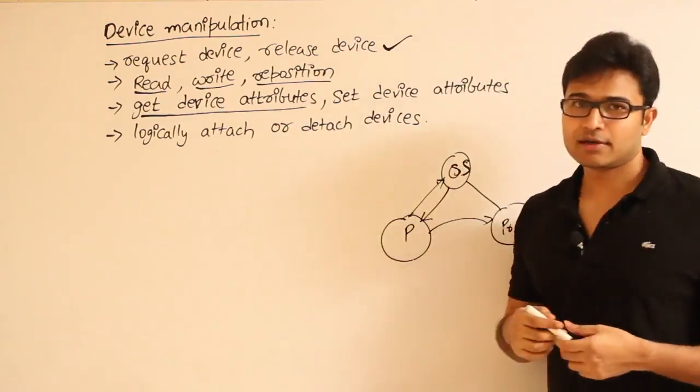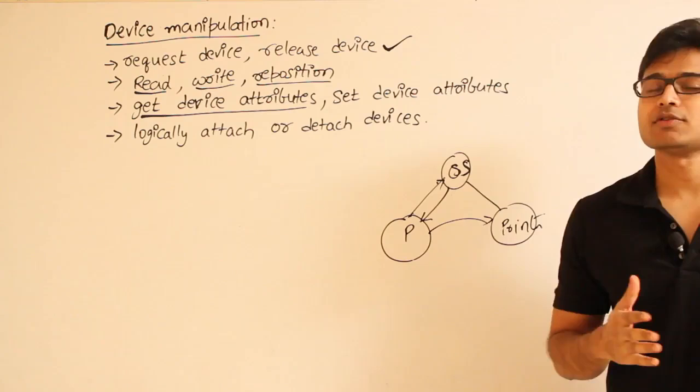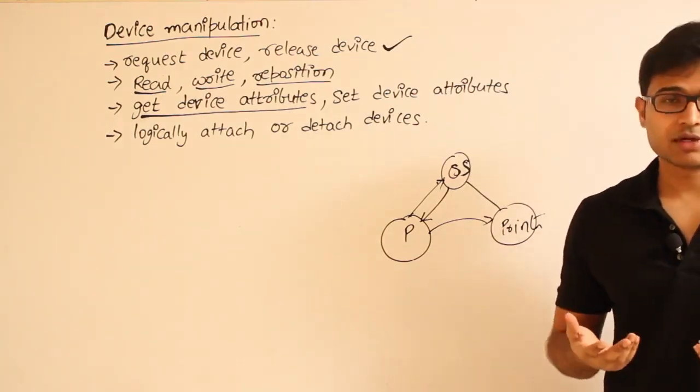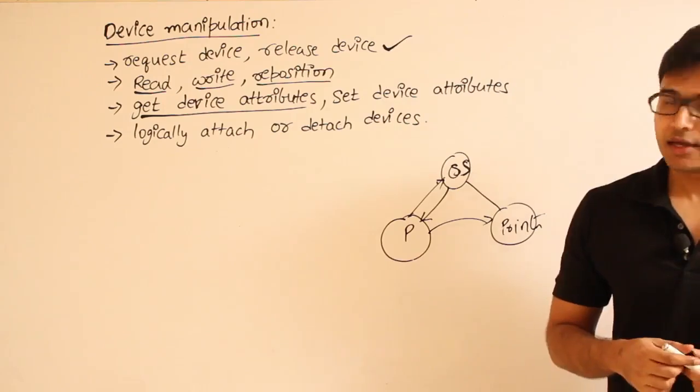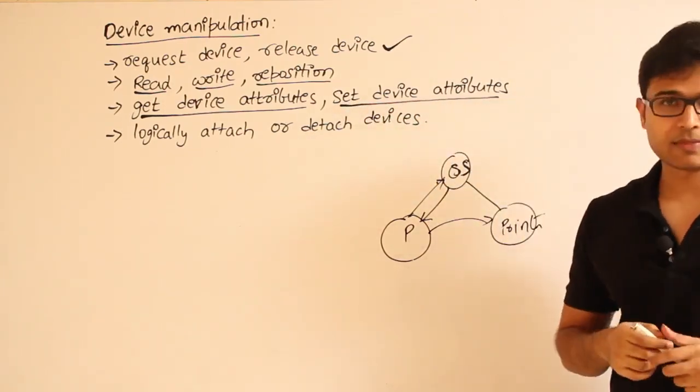And then you would like to get the device attributes. Device attributes are things like the speed at which it can take the data, 5 Mbps or 1 Mbps or 1 kbps, or who the owner is, or what the capacity is, everything. And similarly, you can set the attributes, right?